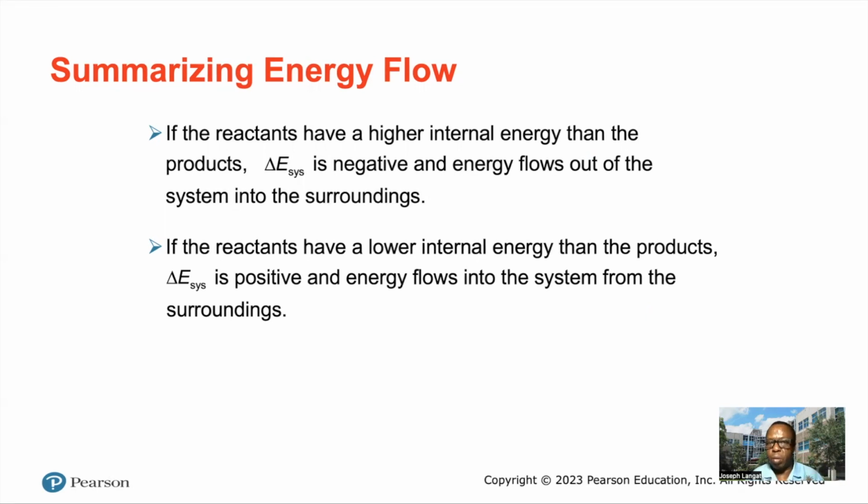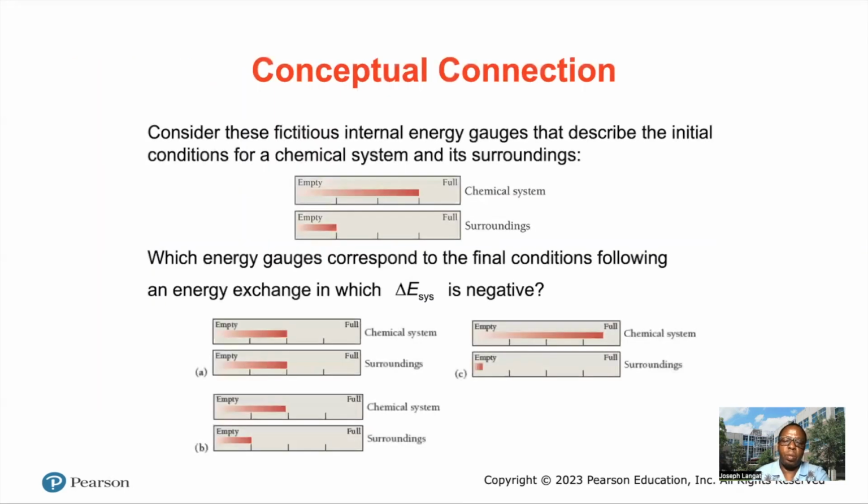And then if it's carrying out, what is the sign of change in internal energy for the surrounding and for the system for the two scenarios we have in there? So here is the change in, look, consider the fictitious internal energy cages. You see this? This is a learning check. Consider these fictitious internal energy cages that describe the initial condition for a chemical system and its surrounding.